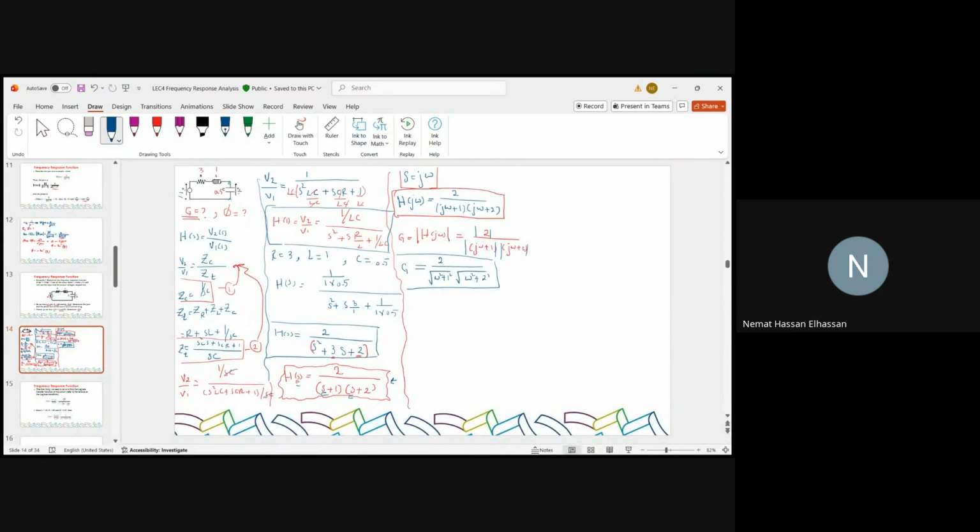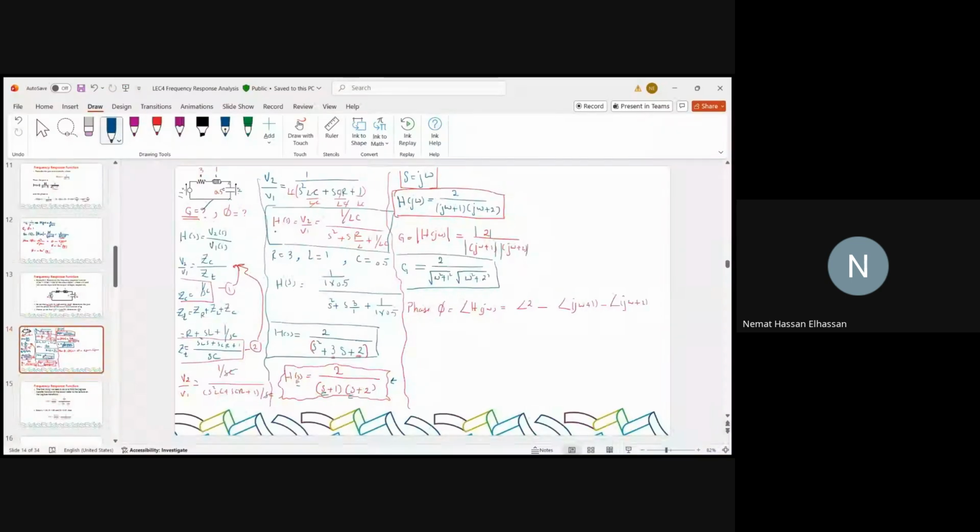Next, so this is established. Now we need to find the phase. The phase phi is equal to the angle of the complex number H of J omega, which is equal to the angle of the numerator minus the angle of the denominator, which is the angle of J omega plus 1 minus the angle of J omega plus 2.